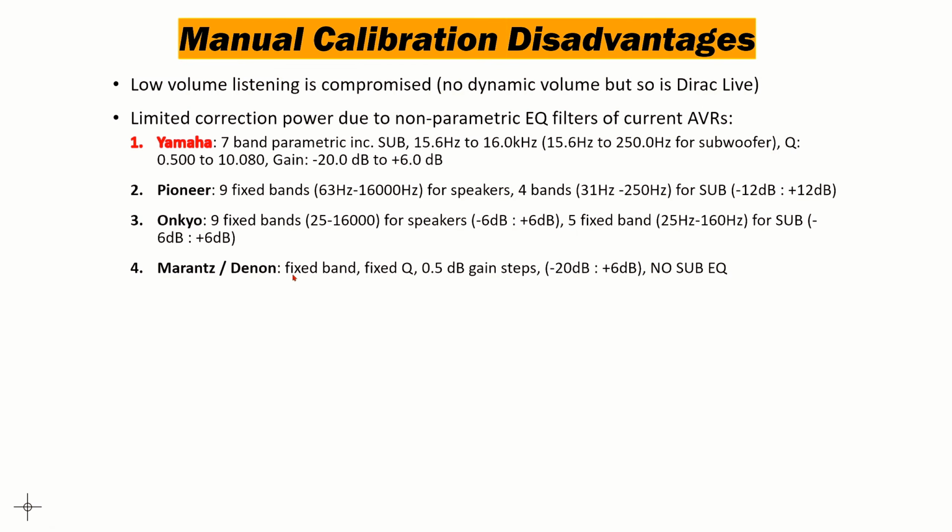Marantz and Denon, 9 fixed bands, fixed Q, only 0.5 dB gain steps, like you can't increase the filter gain by 0.2 or 0.4 or 0.6. It has to be 0.5 or 1. The range is from -20 to +6, and there is no subwoofer equalization. So with Marantz and Denon, if you want to go manual, you have to either use the equalizers on your subwoofers if there is one, or use a miniDSP kind of solution, ideally, or just place your subwoofer optimally in the room by the crawling method and whatnot, but it will not give you any equalization on the subwoofer.